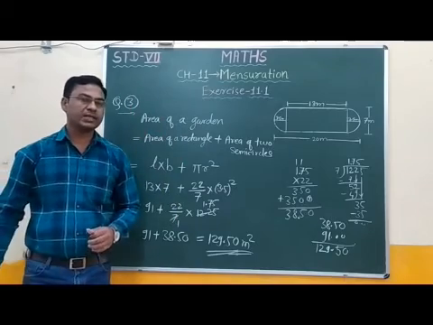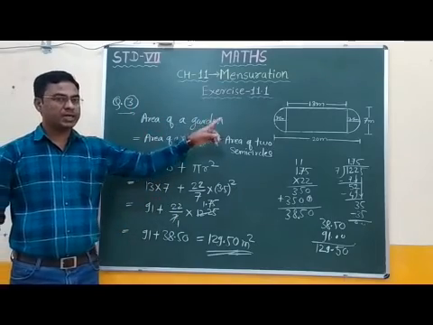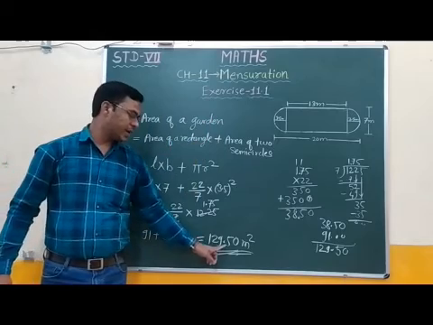Therefore students, we can say that the area of this garden is equal to 129.50 meter square.